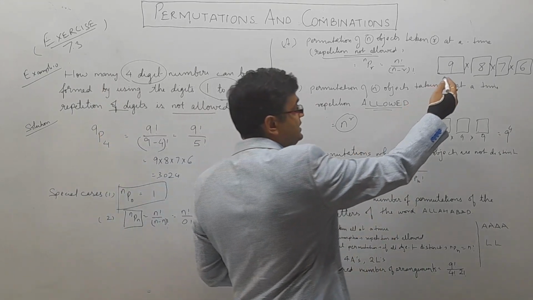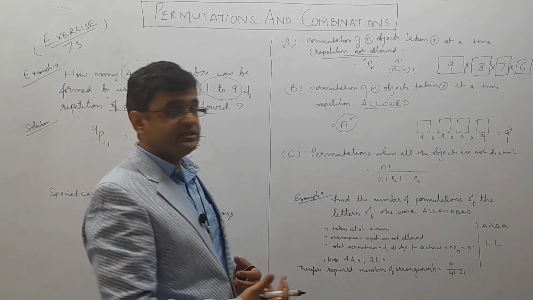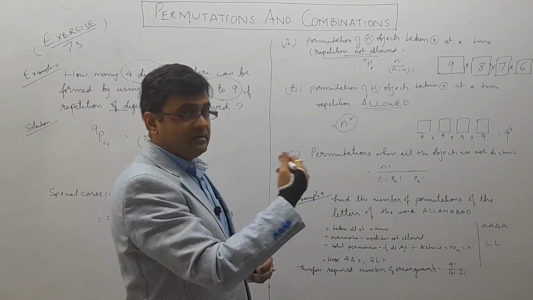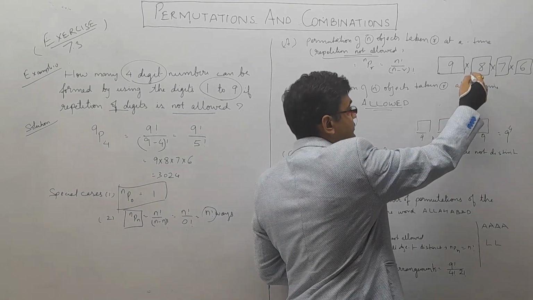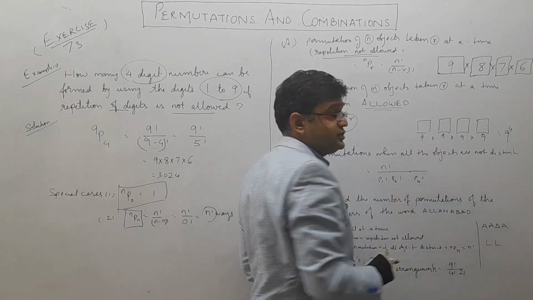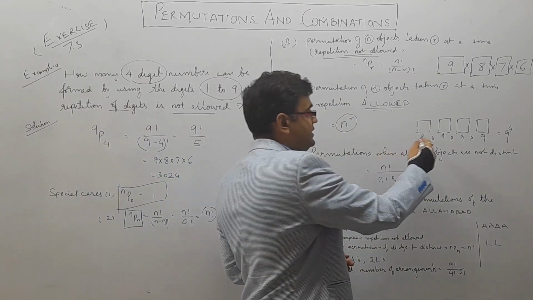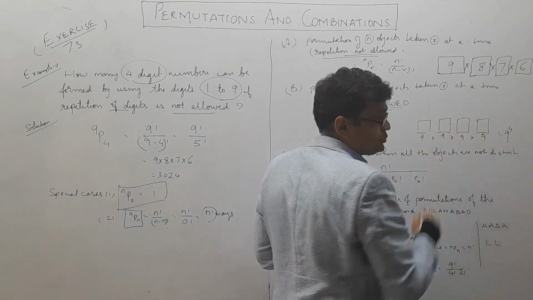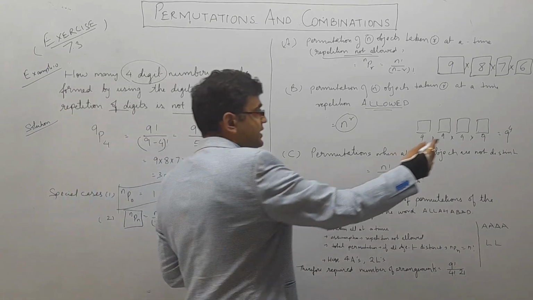So in the first place, if we filled a particular digit, we could not use it in the second place. So the second place had one less number of possibilities, one less number of ways in which it could be filled. So 9 into 8 into 7 into 6 when repetition was not allowed, and when repetition is allowed, then 9 into 9 into 9 into 9 is equal to 9 raised to power 4. That means there are 4 places to be filled, so it is 9 raised to power 4.